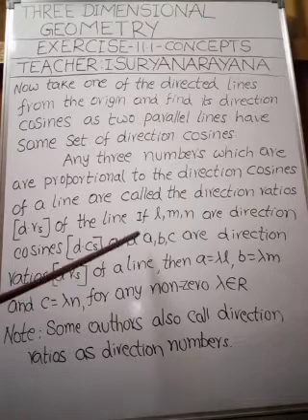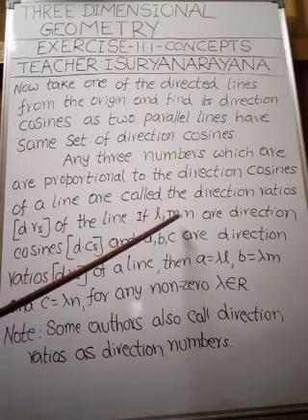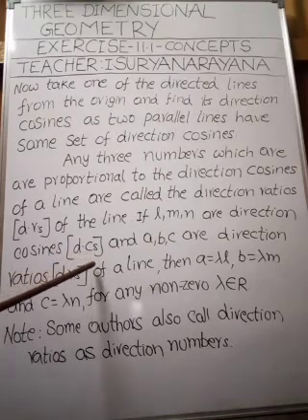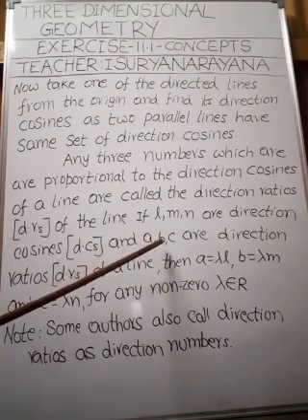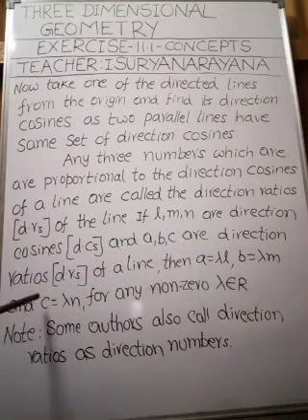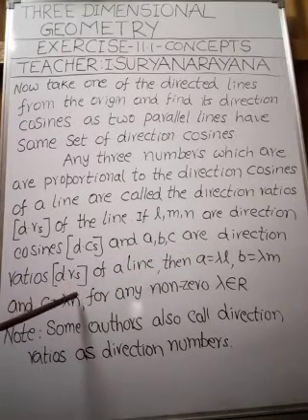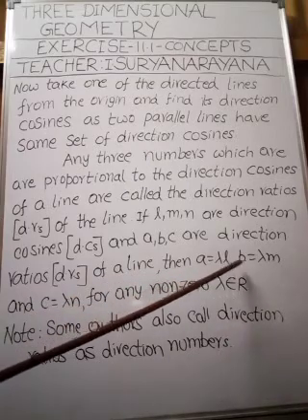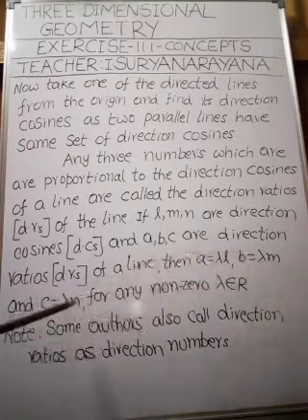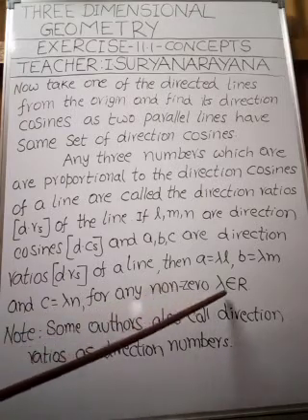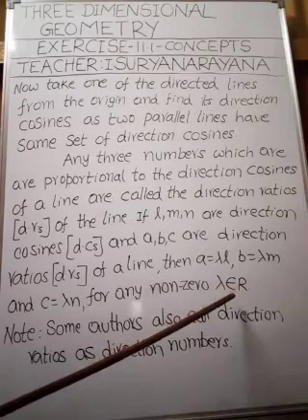If l, m, n are direction cosines, that is DCs, and a, b, c are direction ratios, that is DRs, of a line, then a equals lambda l, b equals lambda m, and c equals lambda n, for any non-zero lambda belonging to R. Understood this point, my children?